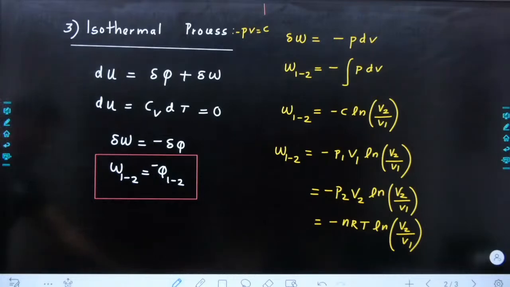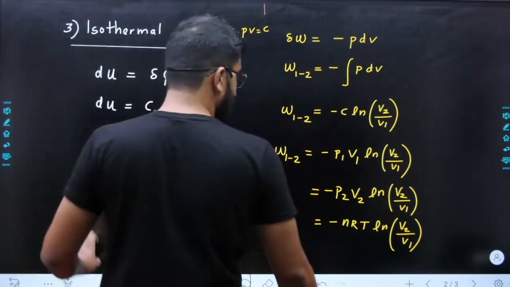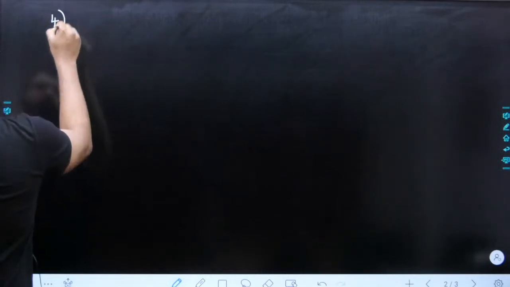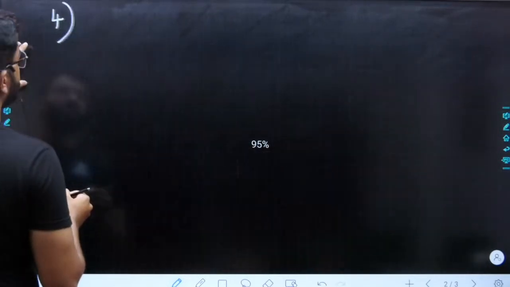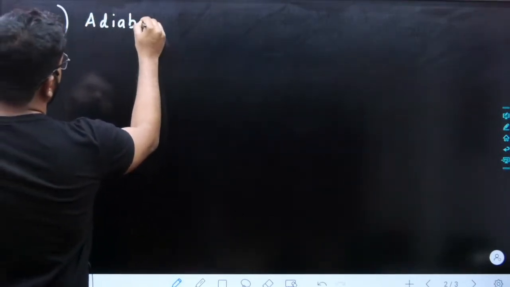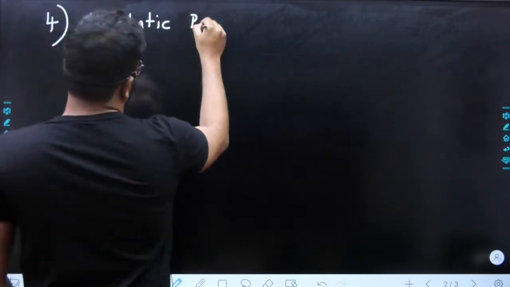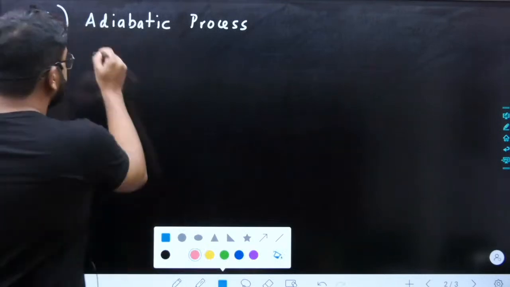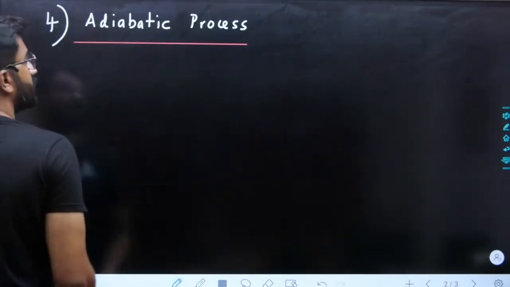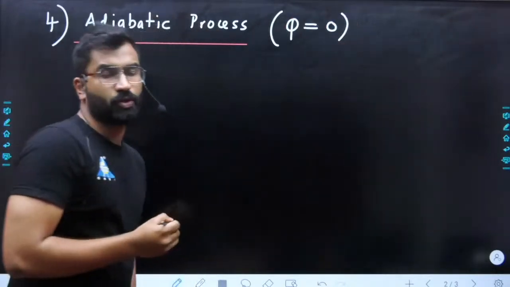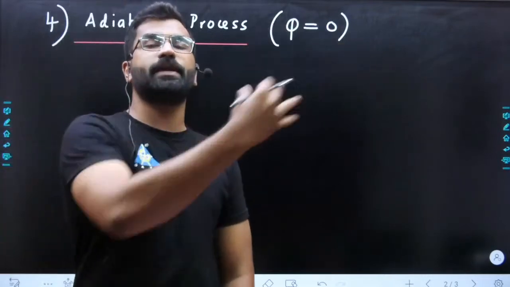Now let us see, isothermal is done. Next is adiabatic. Fourth is adiabatic. Let us see the adiabatic process. If it is an adiabatic process, what is the meaning of an adiabatic process? The meaning is we are not allowed to transfer heat to the surroundings. That is, we cannot transfer heat to the surroundings.